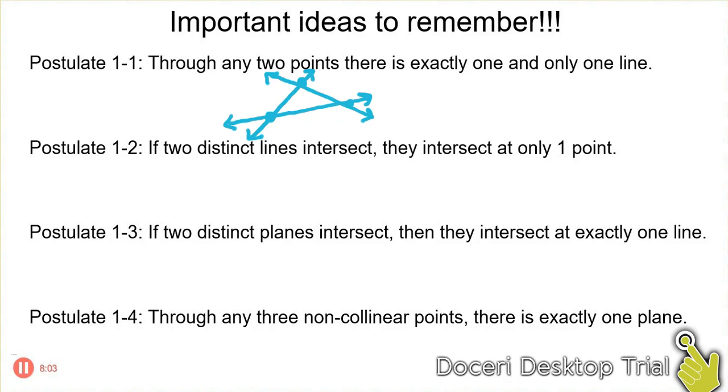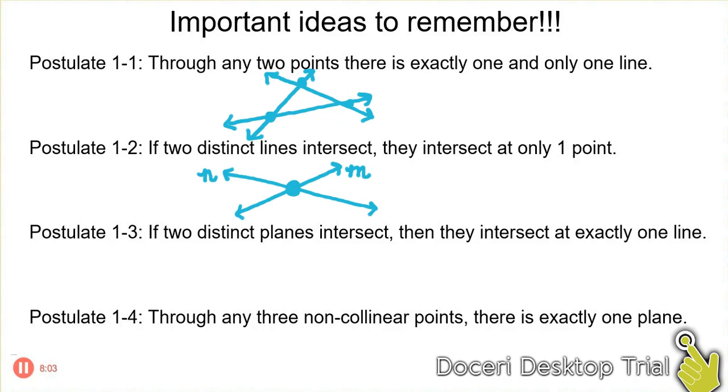Postulate 1-2, if 2 distinct lines intersect, they intersect at only one point. So if we have line M, I'm going to name it with that lowercase script letter, and line N, they intersect at exactly one point. They don't intersect at multiple points.